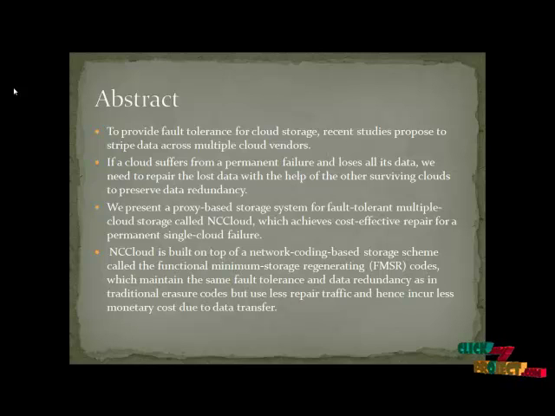We present a proxy-based storage system for fault-tolerant multiple cloud storage called NC Cloud, which achieves cost-effective repair for a permanent single cloud failure. NC Cloud is built on top of a network coding-based storage scheme called the Functional Minimum Storage Regenerating (FMSR) codes, which maintains the same fault tolerance and data redundancy as traditional erasure codes but uses less repair traffic and hence incurs less monetary cost due to data transfer.